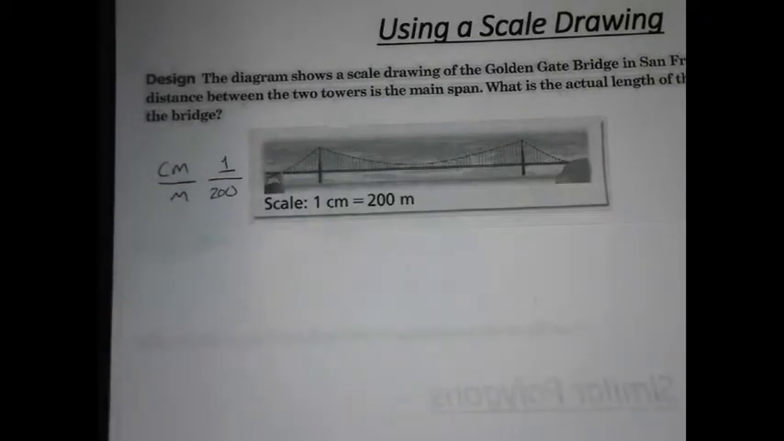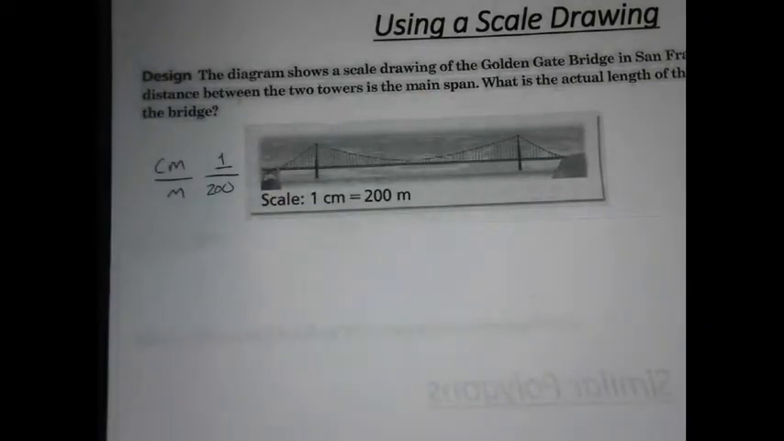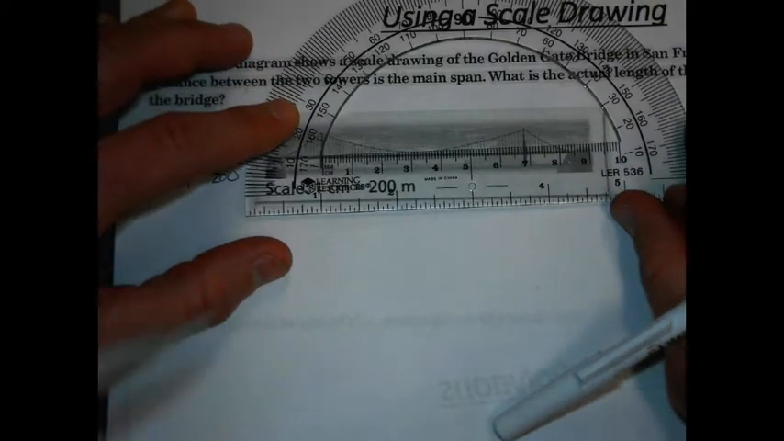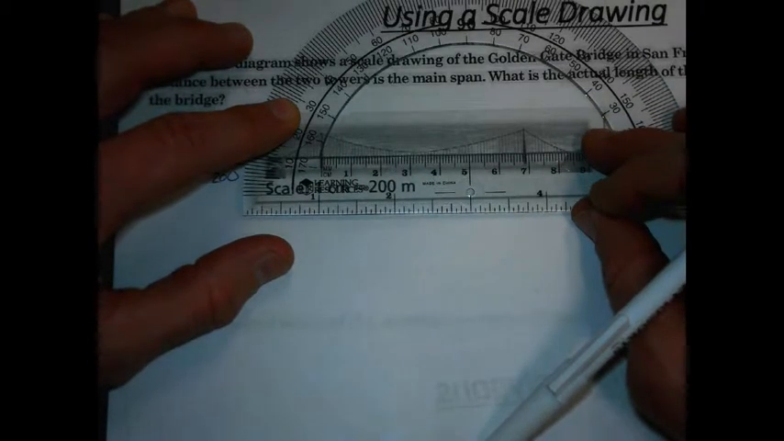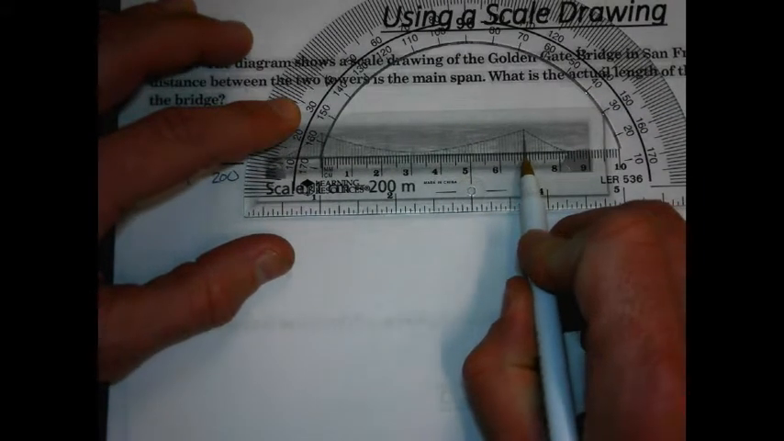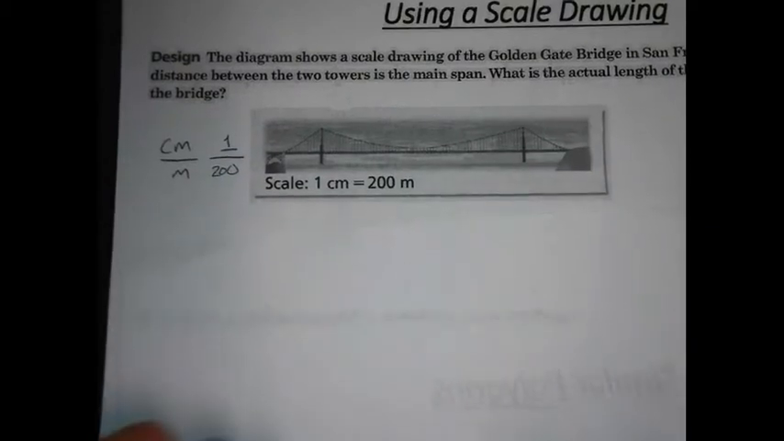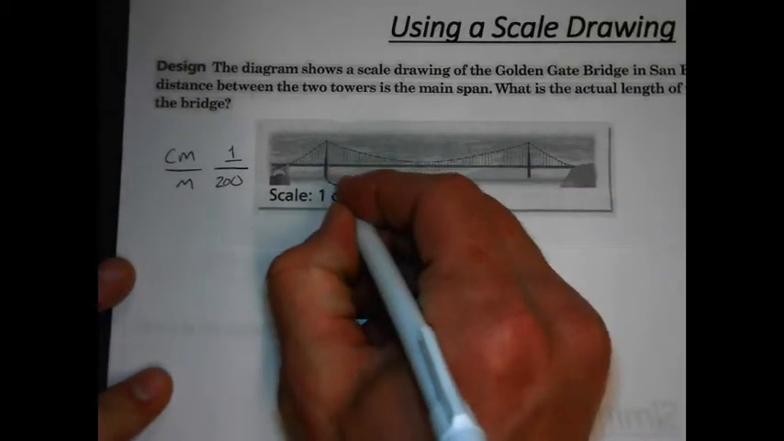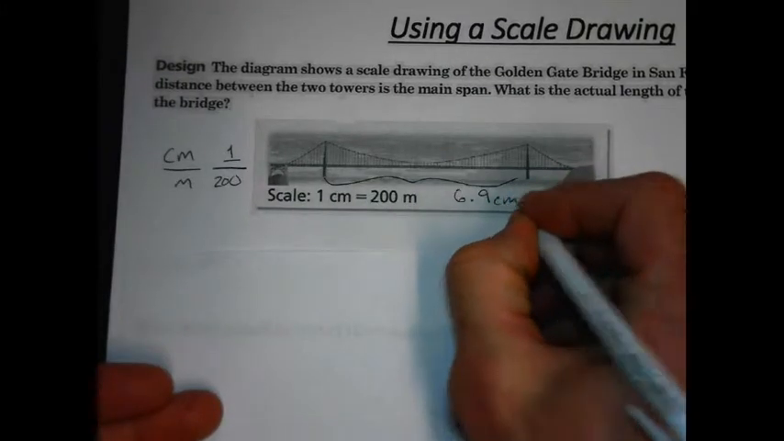So how are we going to figure out the actual length based off of this drawing? We should probably know how many centimeters it is from tower to tower. And this is where measuring tools come in handy. So we can take our handy-dandy protractor and measure the distance from tower to tower. And it looks like it's going to be from one tower to the next, right here, which is about 6.9 centimeters. And let's not be afraid of that number. It's 6.9 centimeters. So from one tower to the next is 6.9 centimeters. We're going to figure out how long the actual bridge is.